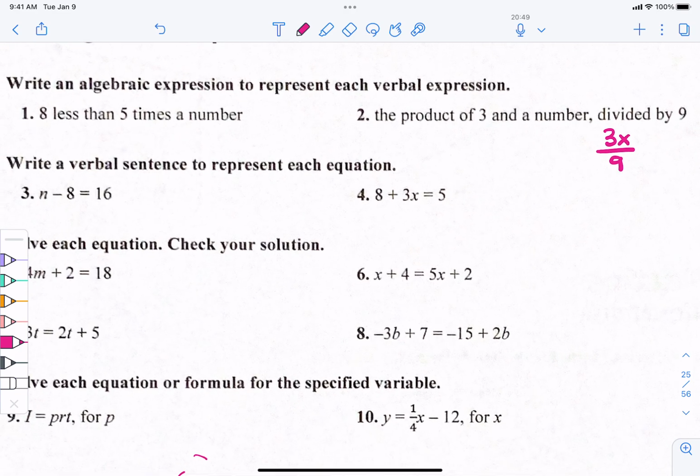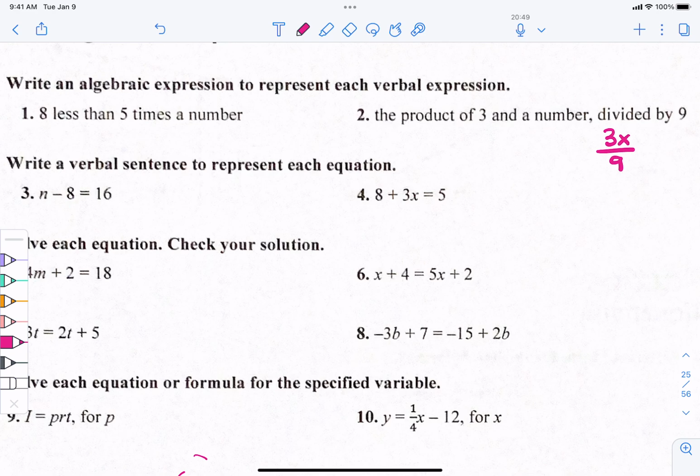Okay, you do number 1 by yourself. Number 2 is just 3x over 9. Just write them down. They're really easy when you think about it. Don't think about it too hard. Just a happy medium.